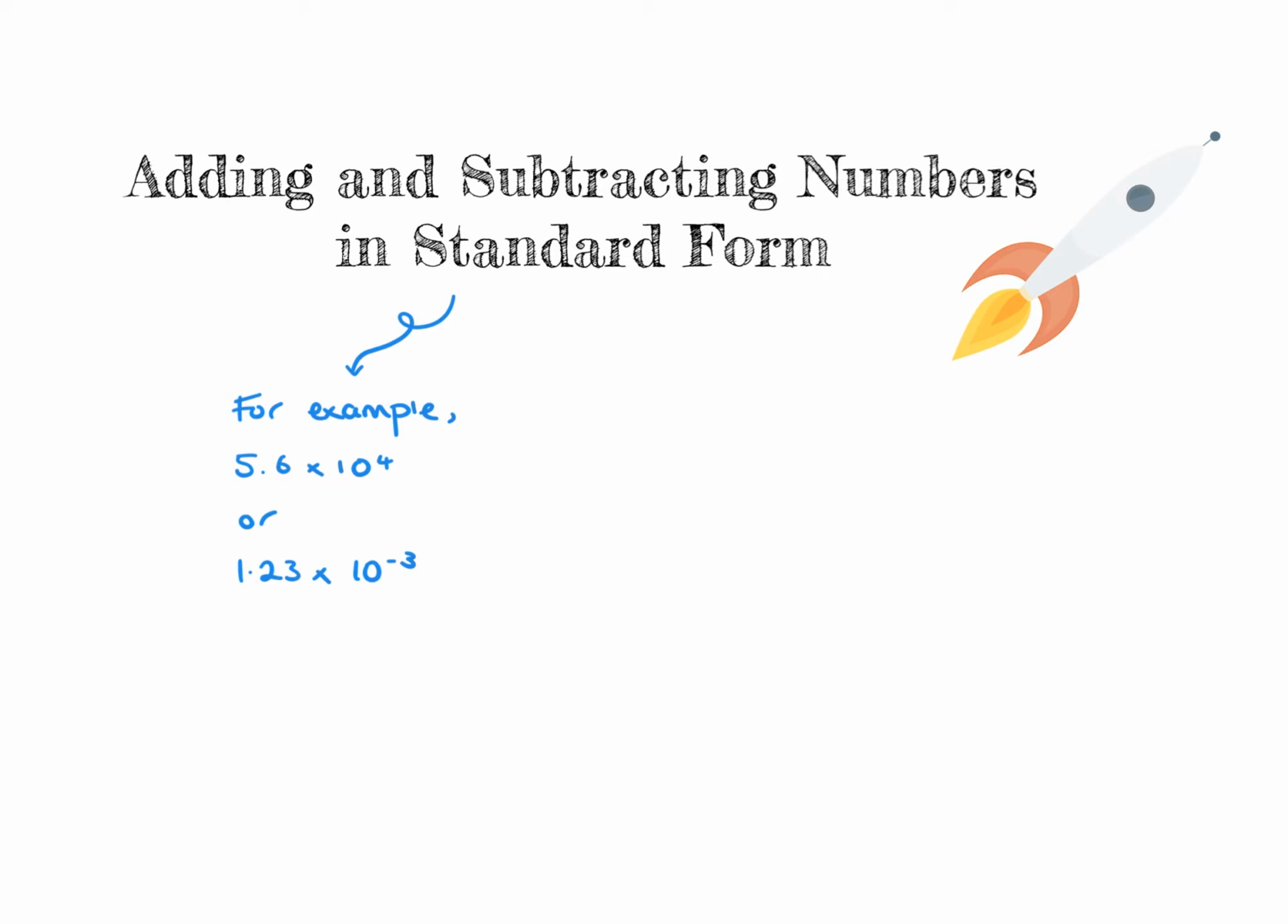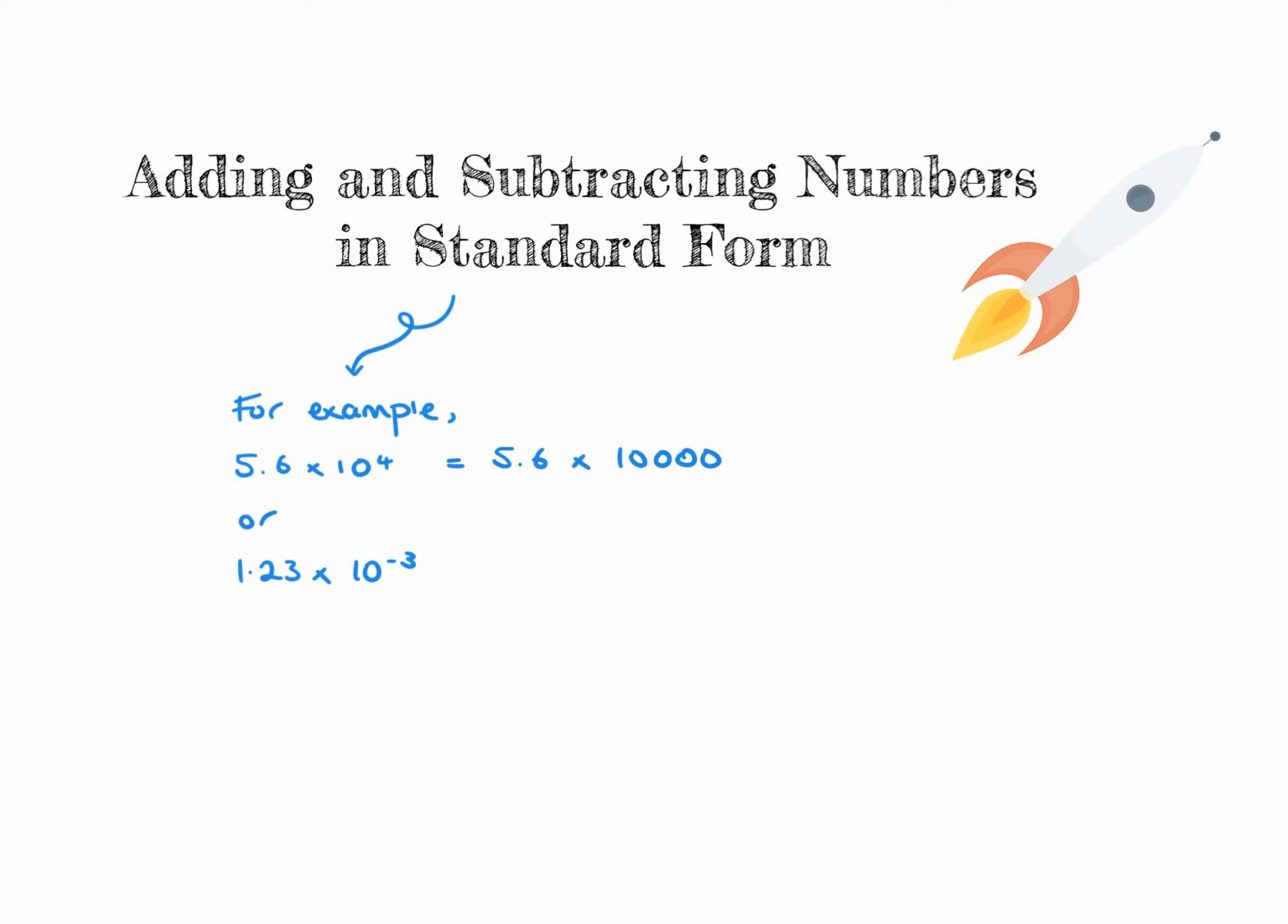In this video, we're going to learn how to add and subtract numbers written in standard form. Before we do, we're going to make sure we remember how to convert from standard form to an ordinary number. So take, for instance, 5.6 times 10 to the fourth power. We can work this out by recalling that 10 to the power of 4 is 10 times 10 times 10 times 10. That's the same as 10,000, so we need to work out 5.6 times 10,000.